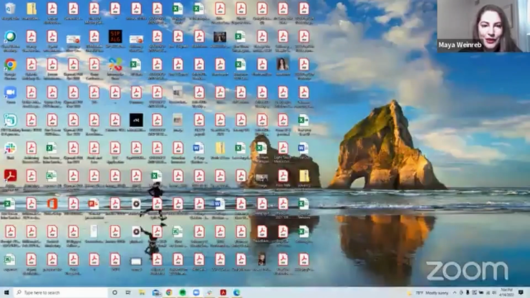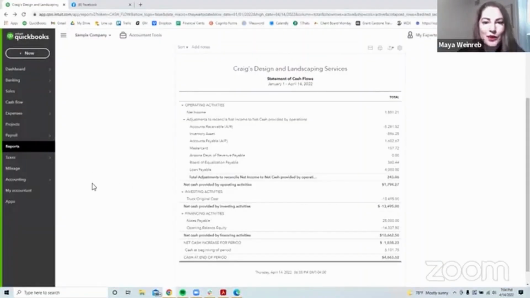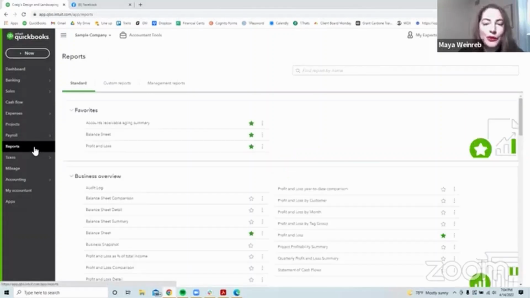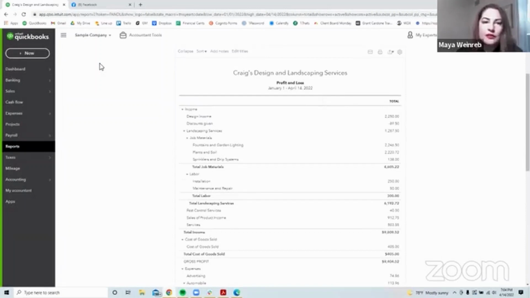Sharing screen. You're going to see my computer with all of my way too many things open. And this is a sample company in QuickBooks. So that's what's great about this. So we'll be able to see.